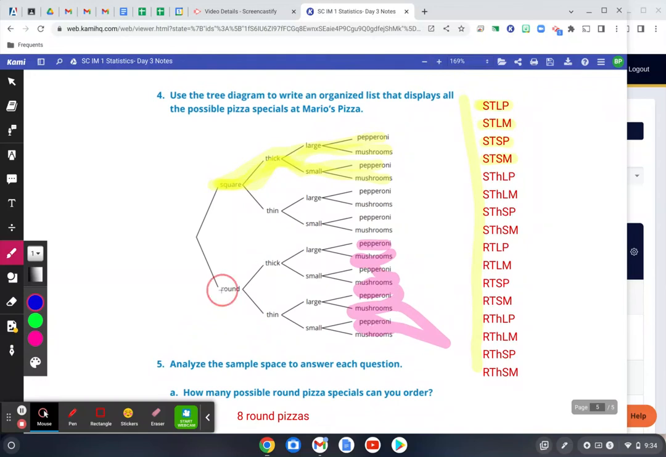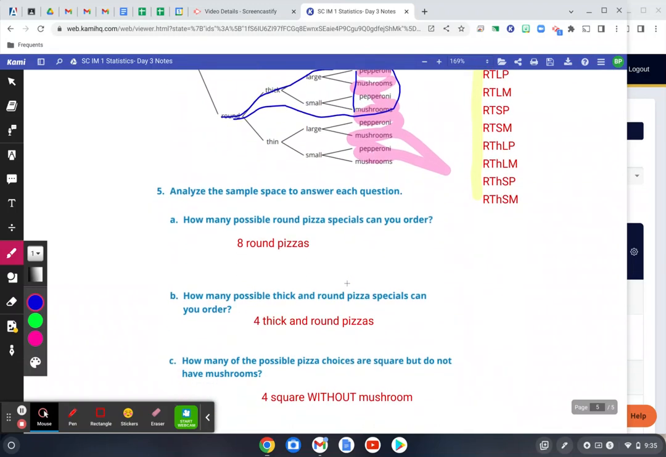How many possible thick and round pizza specials can you order? Well, let's see. Thick and round are going to be just these guys right here, okay? So our final are just these 4 pizzas right here. So we have round, thick, large pep, round, thick, large mushroom, round, thick, small pep, or round, thick, small mushroom. So we only have 4 options there.